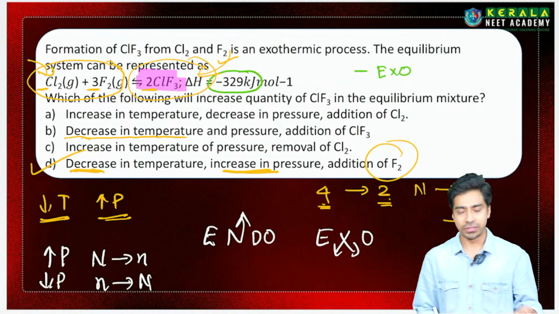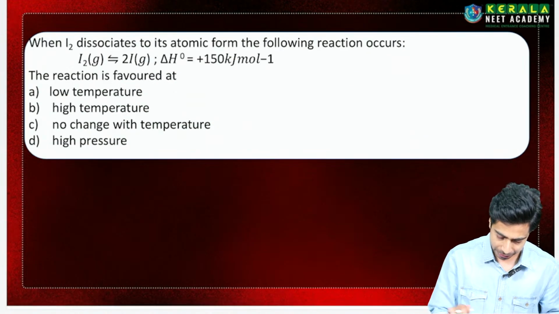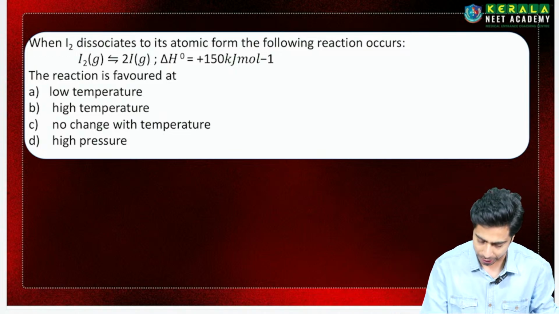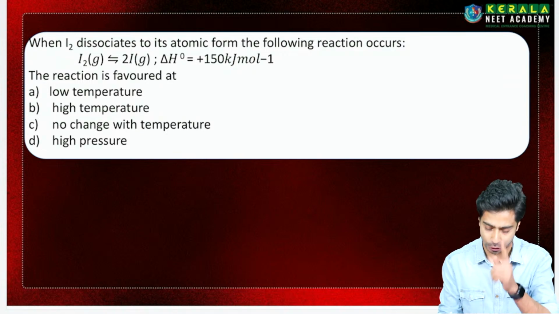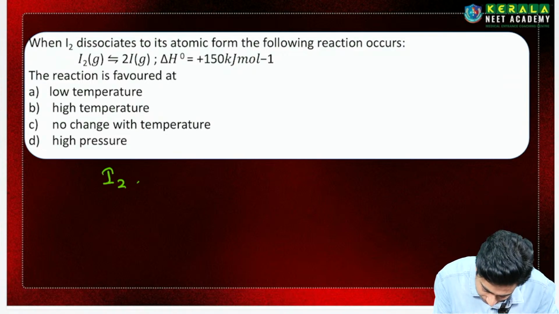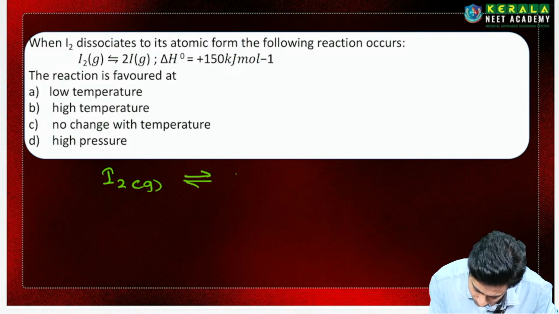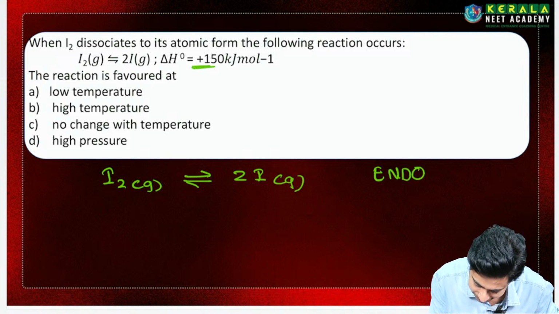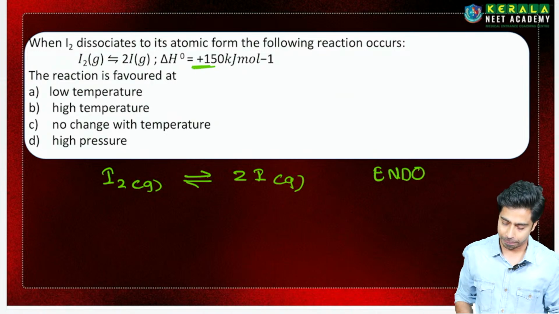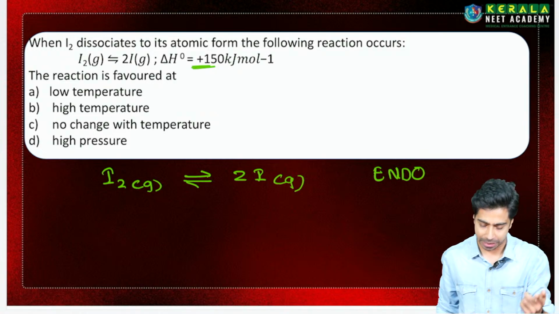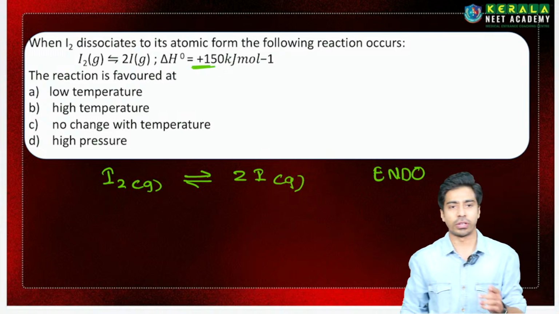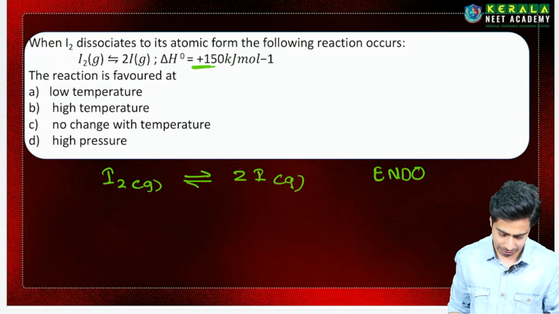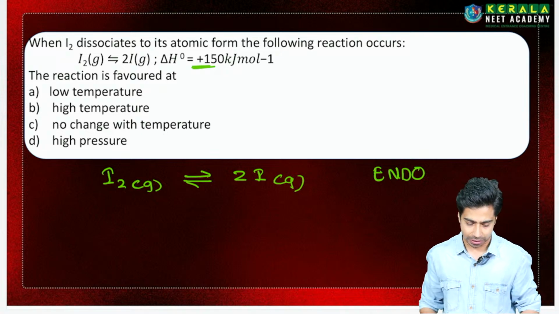You can see this video. Let me explain the next question. When I2 dissociates to its atomic form in the following reaction, I2 gas giving equilibrium 2I gas, the reaction is endothermic, that means delta H is positive. Endothermic means high temperature or low temperature? Now you can give me the answer. The reaction will be favored at what? What will be the answer, everyone?